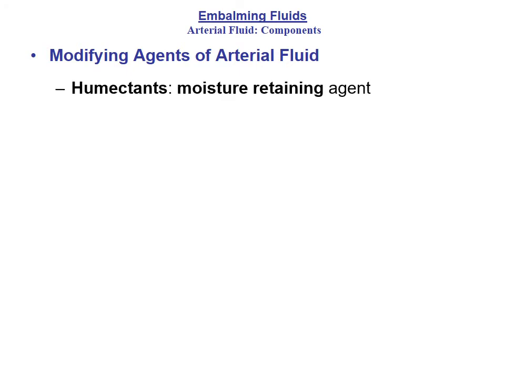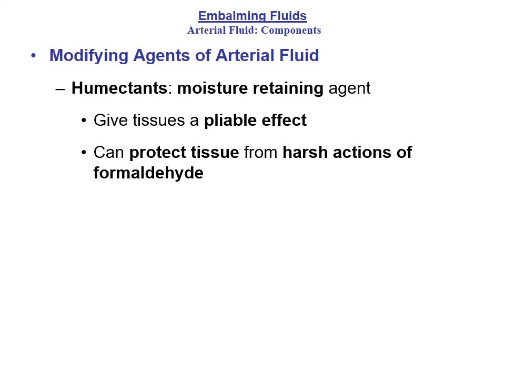Humectants are the moisture retaining agents. Again, they help tissue to retain moisture so they don't dehydrate anymore. Gives tissue a pliable effect, so a little bit more lifelike. Very good for babies because babies get held. You want them to feel pliable. It can also help to protect tissue from the harsh reactions of formaldehyde. That's very important in dehydrated bodies.